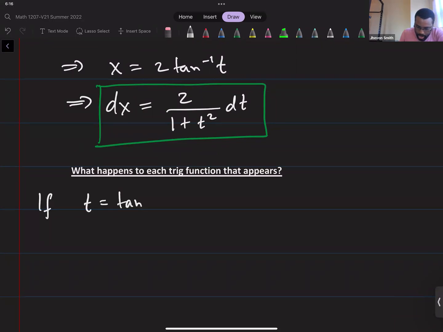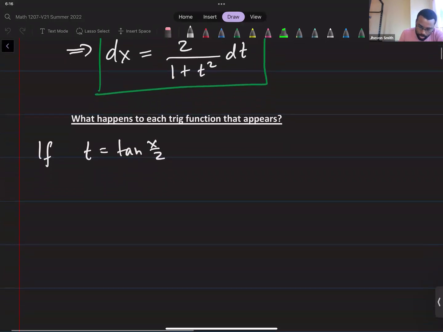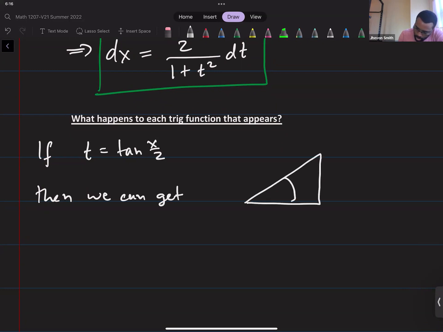t equals tangent x over 2, that essentially would mean that you can set up a triangle here with the angle x over 2. So here's the angle x over 2. And here I can think about this as t over 1. I know tangent is opposite over adjacent. So that means this is opposite, this is adjacent. And then I can use the Pythagorean theorem. That's going to mean that this side is going to be the square root of 1 plus t squared.